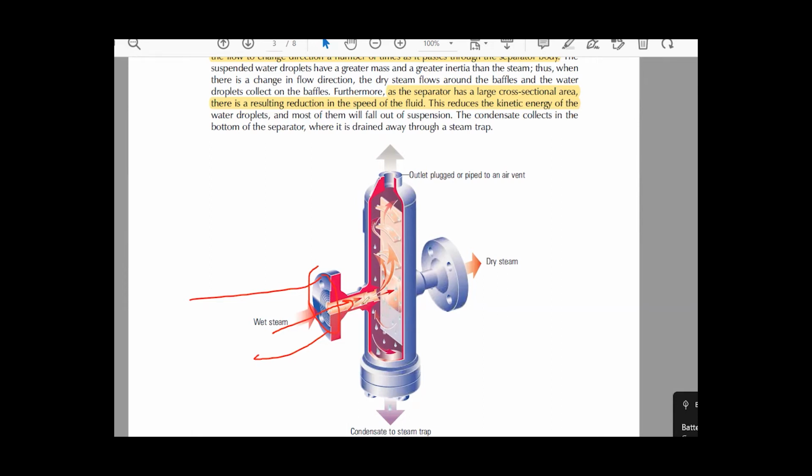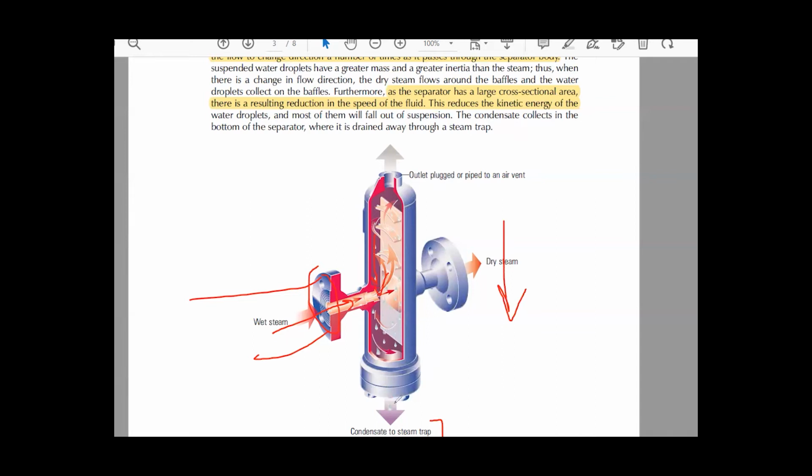Okay, when the wet steam enters this separator, the mixture of steam and water droplets hits these baffle plates. The large size of the separator has many baffle plates, and when this mixture hits them, the steam is less dense than water. The water is heavier than the steam, so the water collects and drops according to gravity in this direction, and collects in the condensate port to the steam trap.